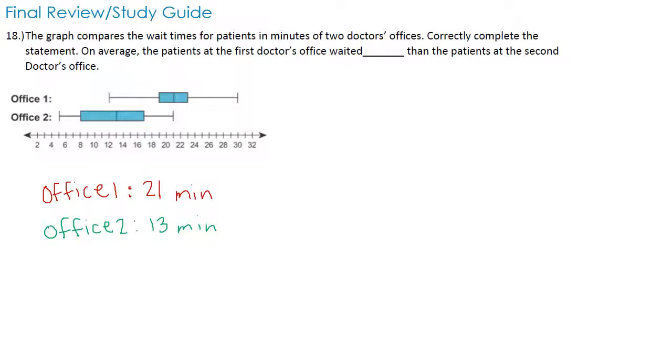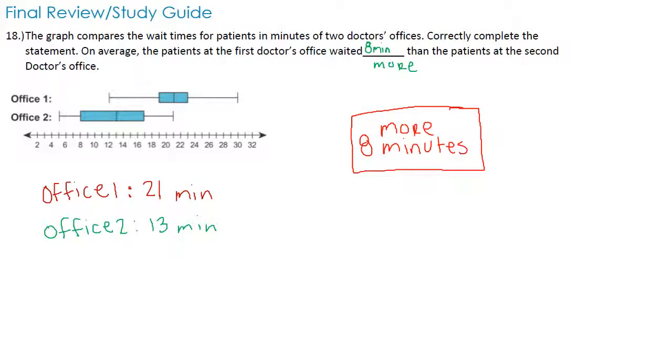So now it looks like office 1 is 21 minus 13 minutes more than the patients' wait at the second office. So 21 minus 13 is going to give us 8 minutes more than the patients at the second office. So we can put 8 minutes more. We can actually go ahead and I'll write it down here. Or 8 more minutes. Either or. We'll say 8 more minutes than the patient at the second doctor's office.